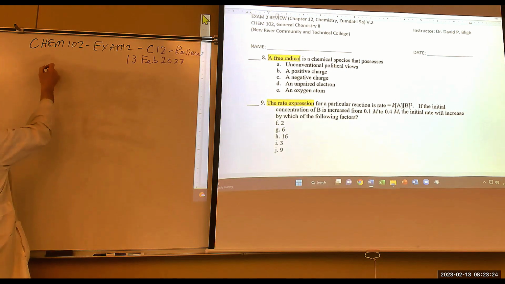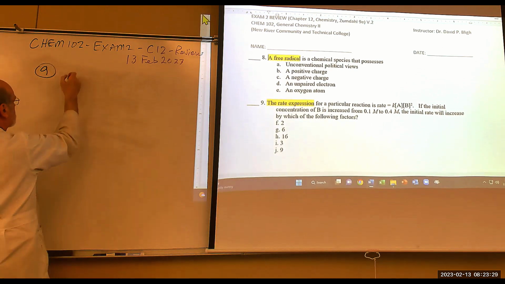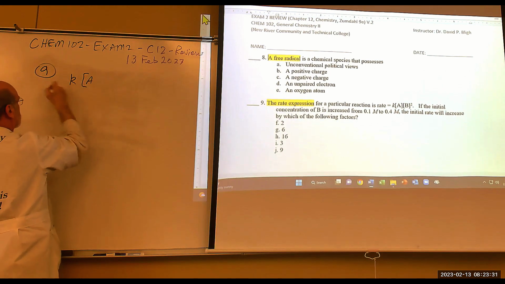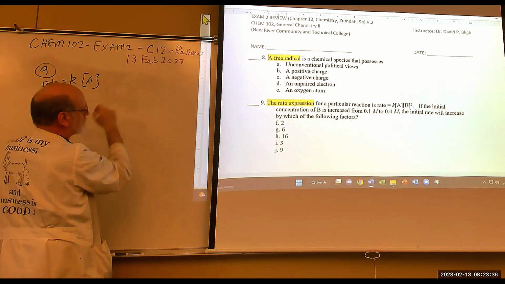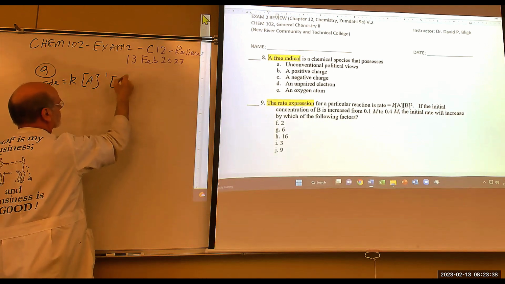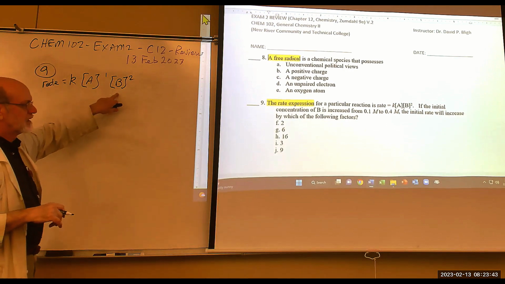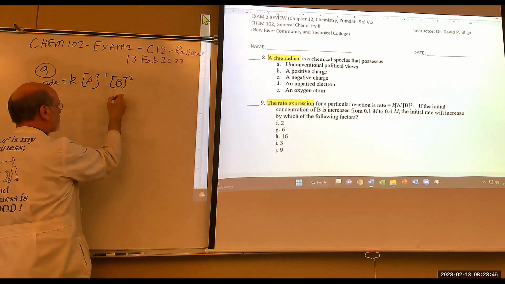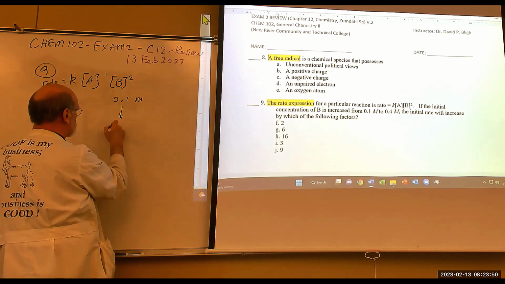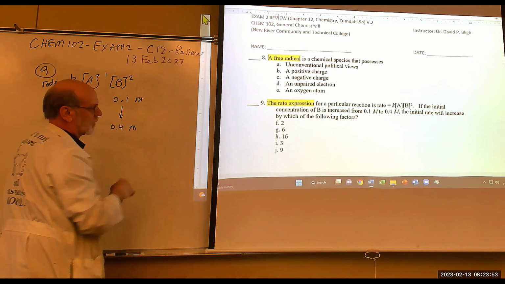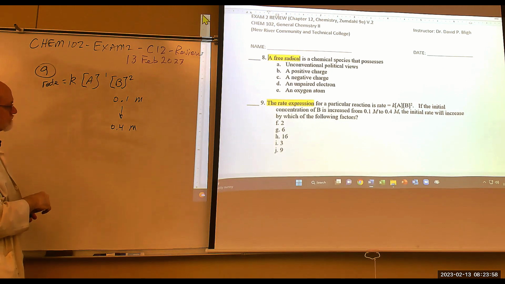9, rate expression. What does this say? For a particular reaction, rate equals k[A] to the first power, [B] to the second order. Okay. If the initial concentration of B is increased from 0.1 molar to 0.4 molar, the initial rate will increase by which of the following factors?